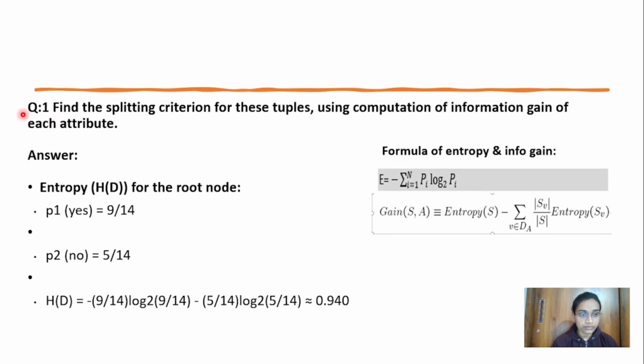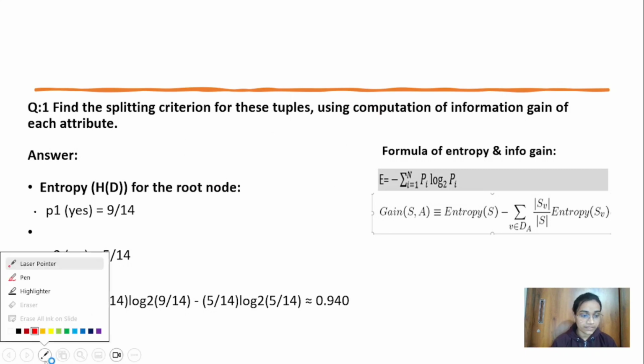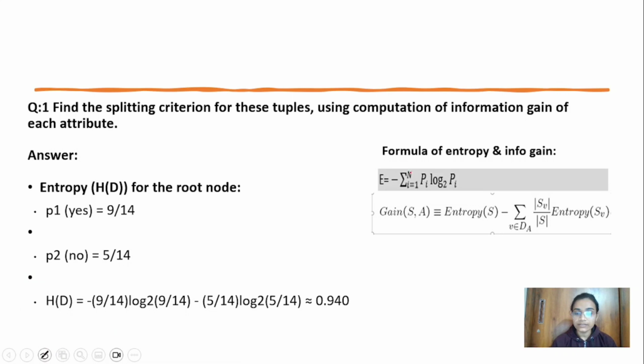In question 1, we are supposed to find the splitting criteria for these tuples using computation of information gain of each attribute. So we are supposed to find the splitting criteria of the above dataset to create a decision tree with the help of the information gain approach. The information gain formula is the entropy of the whole dataset minus the entropy of each individual class multiplied by its proportionate value. And to calculate the entropy, here's the formula: minus summation of P of i log to the base 2 of P of i, where P of i is the probability of the ith class.